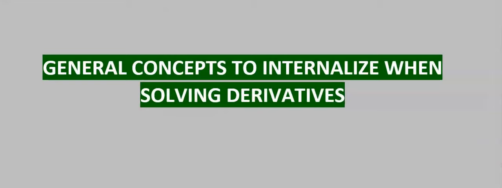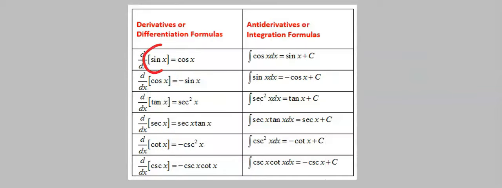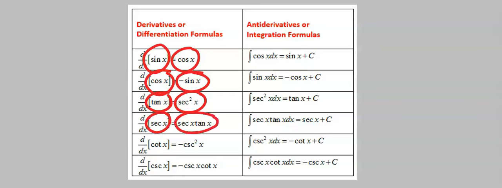Next, general concepts to internalize when solving derivatives. Whenever you differentiate sine x, your answer is cos x. When you differentiate cos x, your answer is minus sine x. When you differentiate tan x, your answer is sec squared x. And when you differentiate sec x, your answer is sec x tan x. When you differentiate cot x, your answer is minus cosec squared x. If you differentiate cosec x, your answer is minus cosec x cot x.